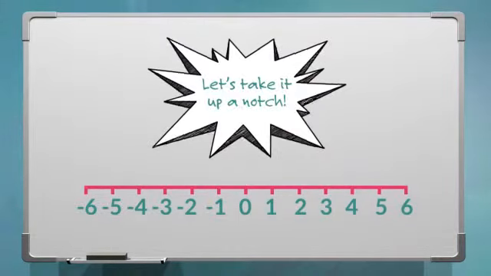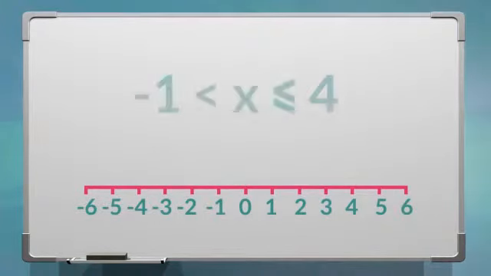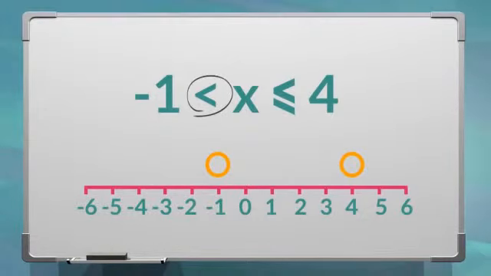Okay, let's take it up a notch. Let's have a go at representing the inequality -1 is less than x, which is less than or equal to 4. Let's start off by drawing the circles above the -1 and the 4. The symbol next to the -1 is a less than symbol, which means the circle does not need filling in. But the symbol next to the 4 is a less than or equal to symbol, which means the circle does need filling in. So this time it's different. We have two circles, so we can just connect these with a line. That wasn't too bad, was it?